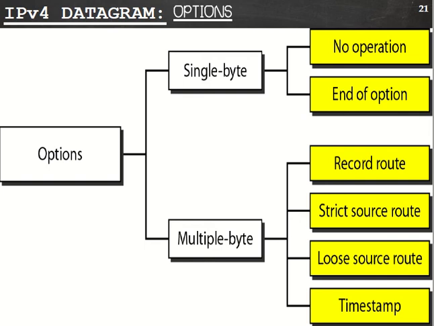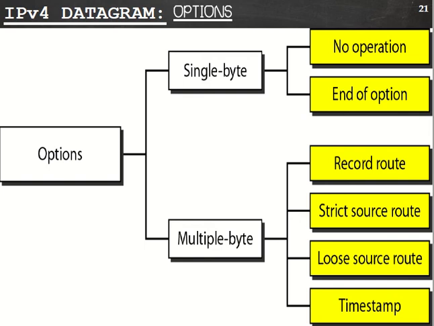And the last one is timestamp. A timestamp option is used to record the time of datagram processing by a router, that is, how much time is taken by the router to process a particular datagram is recorded by making use of timestamp.